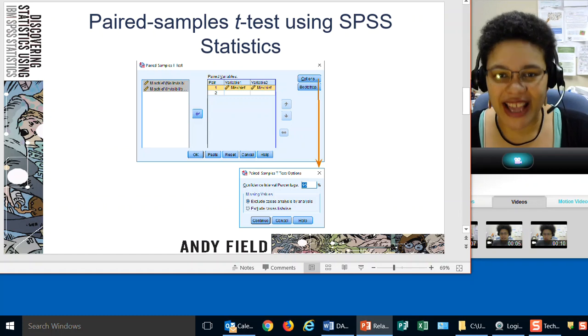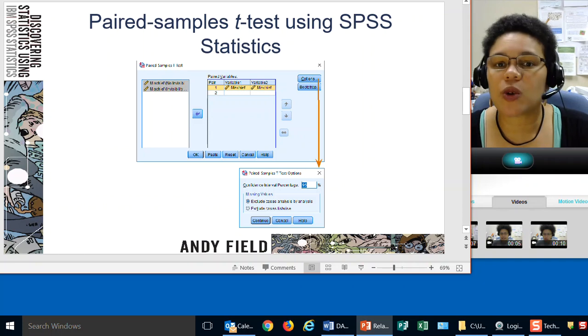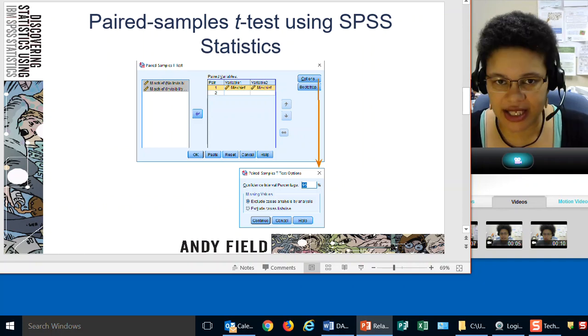The app we're going to use is SPSS Statistics. And what we're doing is the paired samples or related measures or matched samples t-test.